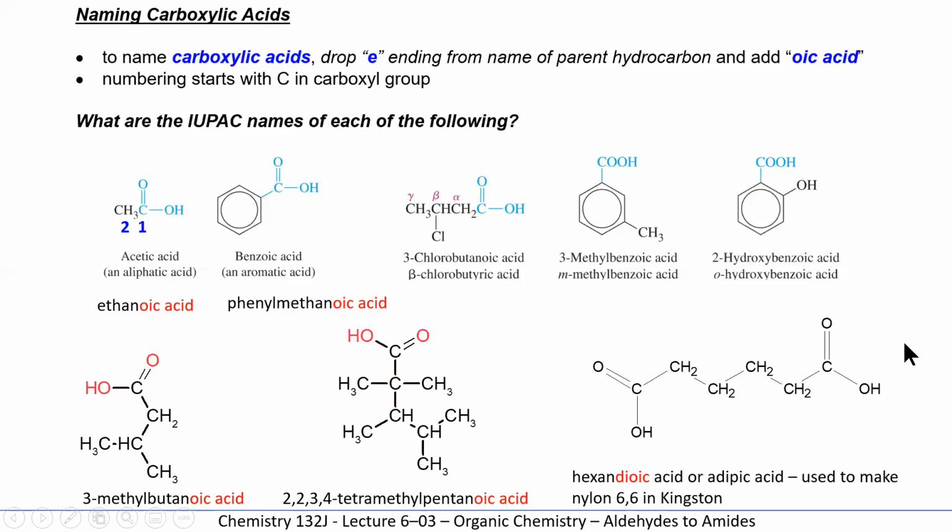They make a long polymer by reacting the acids at each end with amines at each end of the other substance used to make nylon 6,6. So they call that hexamethylenediamine, the common name for it, and adipic acid and hexamethylenediamine make nylon 6,6 here in Kingston.